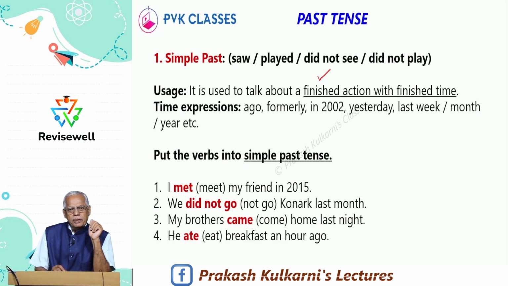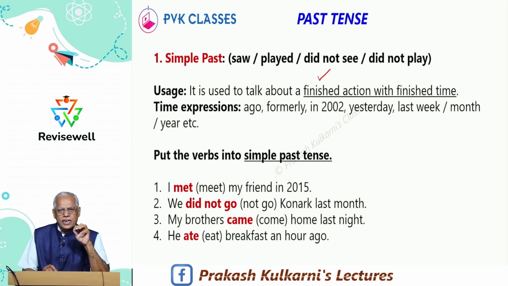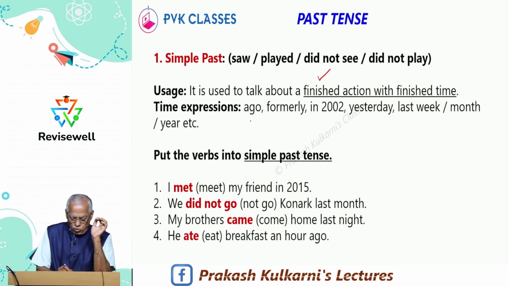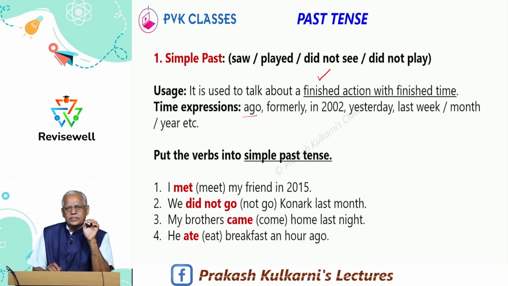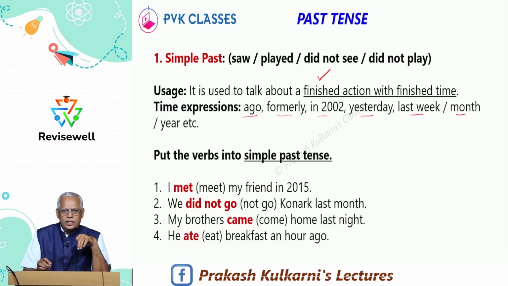Now, what are the time expressions? Please remember, time expressions are adverbs actually. When the word ago is there, definitely we have to use simple past tense. Formerly, in 2002, yesterday, last week, last month, last year, or in 2001. So they indicate finished time and naturally actions are finished.